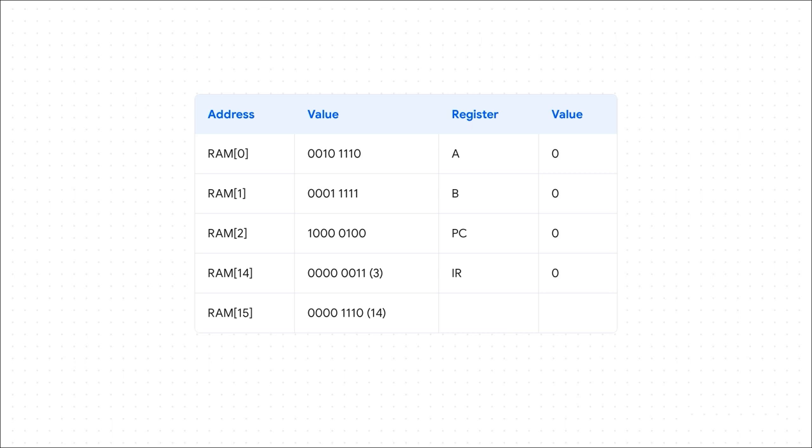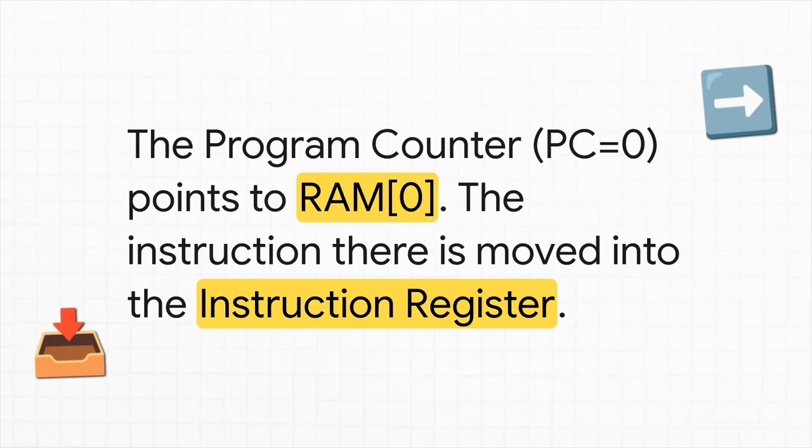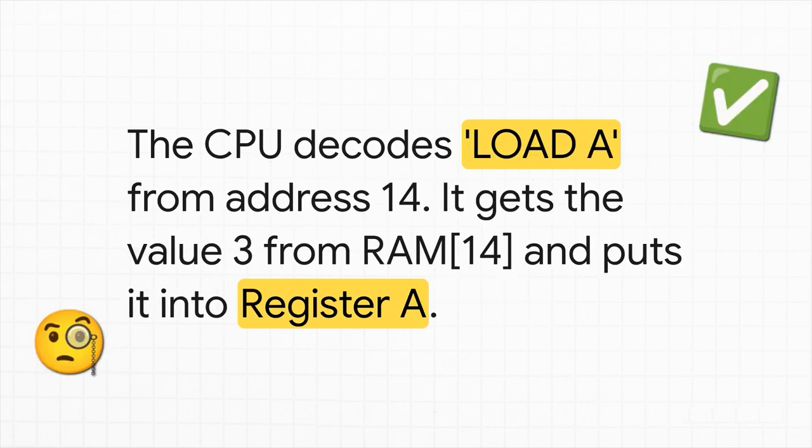And our program counter, our little bookmark, is set to 0, ready to point to that very first instruction. Okay, first step is fetch. The program counter says, hey, look at address 0. So the control unit goes to RAM address 0, grabs that binary instruction, and copies it into the special instruction register. Easy enough? Now, for the decode and execute parts.